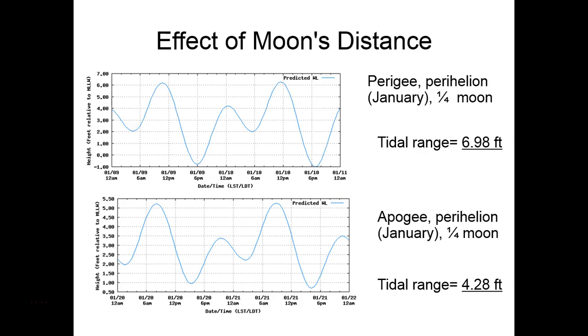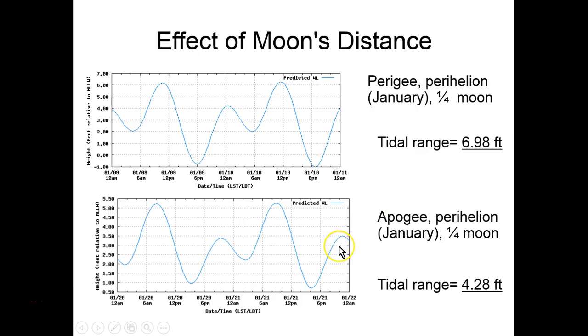Then I looked up the effect of the moon's distance. So this time I looked up a day when the Earth was in perigee to the moon, meaning the moon was closest to the Earth, I guess I should say. And then the other two variables I kept the same for the 2 days that I looked up. So I looked up a day in January when the moon was a quarter moon. And I could then calculate the tidal range by taking the difference between the high tide and the low tide, and the difference was 6.98 feet.